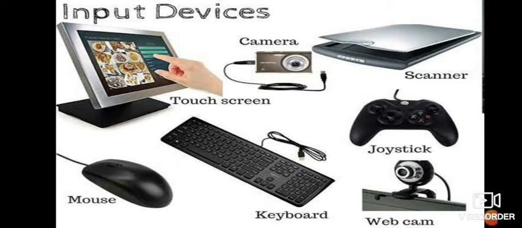Next is mouse. Mouse is also an input device and it fits under the palm of your hand. It has two buttons and one scroll wheel. We also call it a pointing device. Next is scanner. Scanner is an input device which is used to enter images, text, drawing, etc. into the computer. So you can enter your hard copy of your images into the computer with the help of scanner.